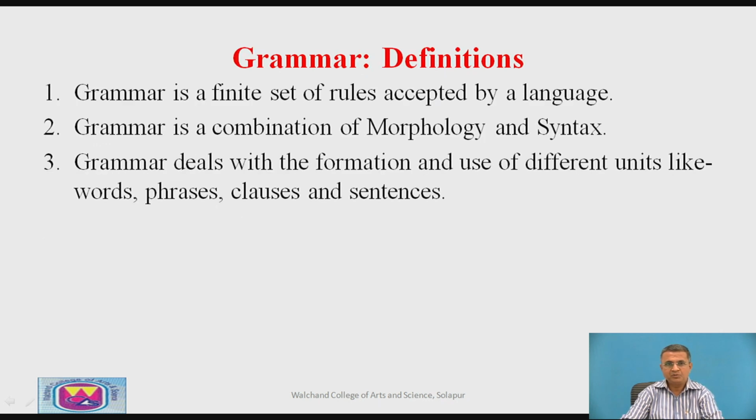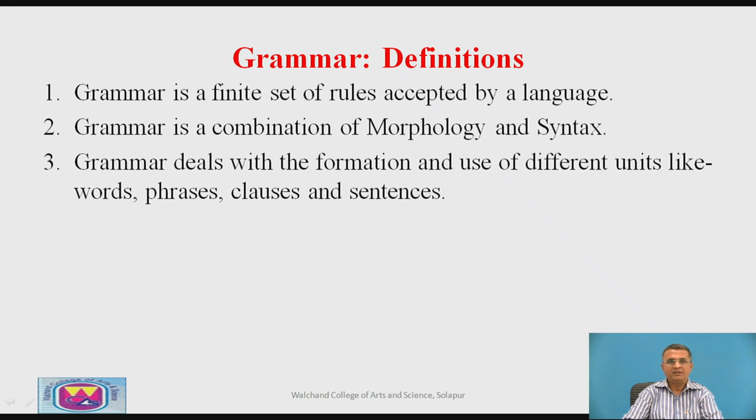Now we will see the definitions of grammar. Grammar is a finite set of rules accepted by a language. We know that every language has a finite set of rules, and a language is structured by these rules. So grammar is nothing but a study of the finite set of rules accepted by a particular language.